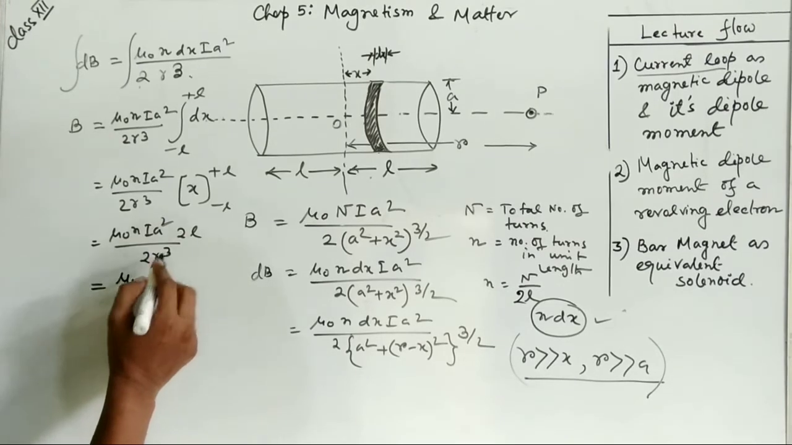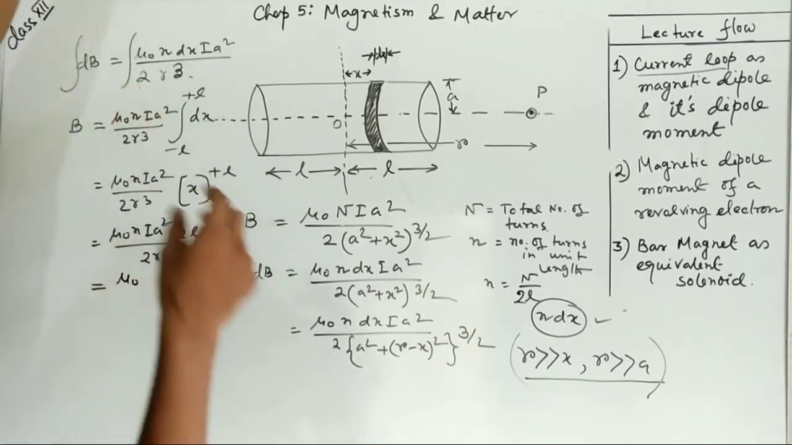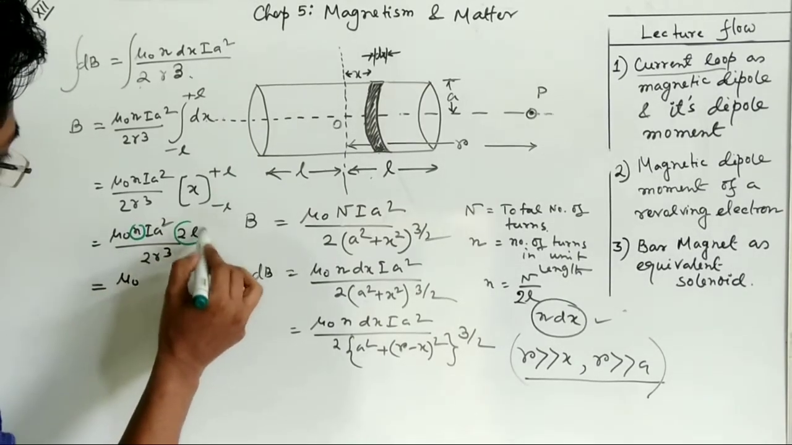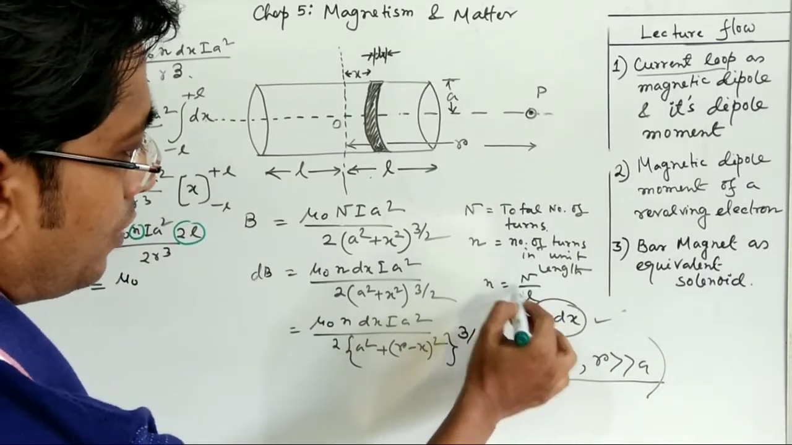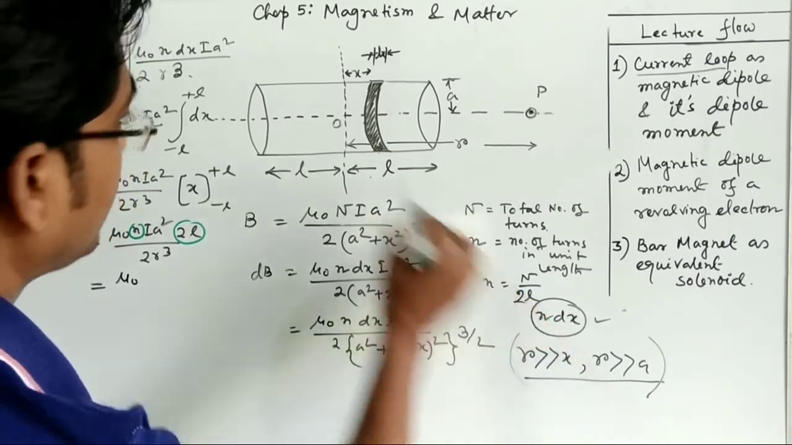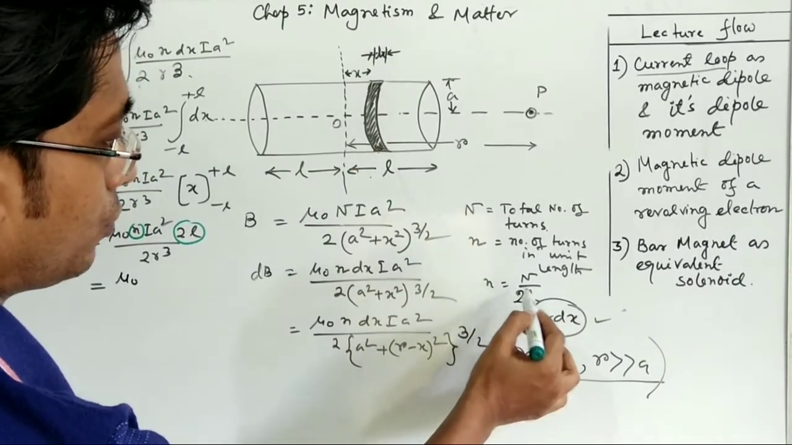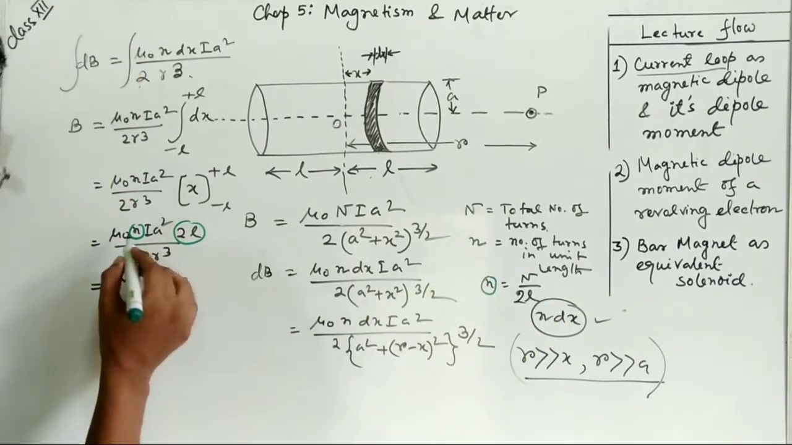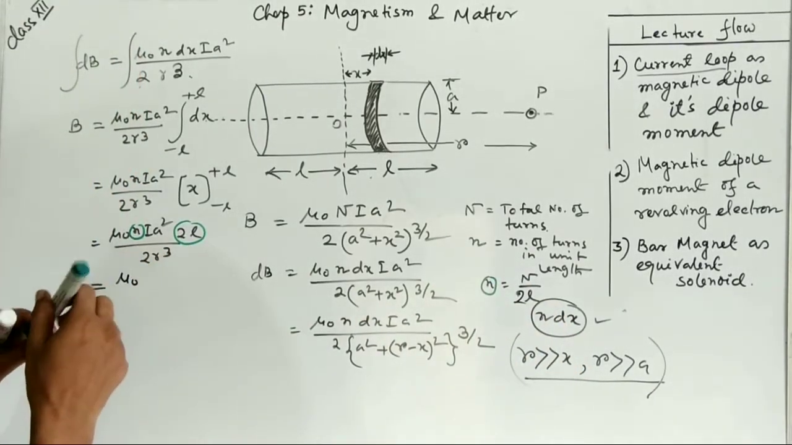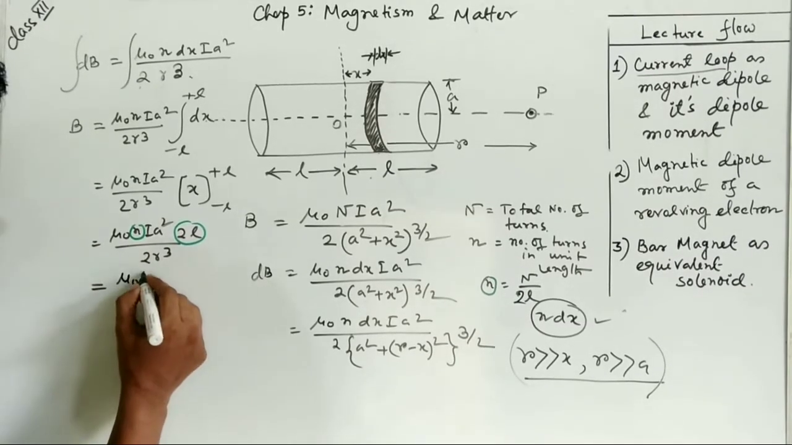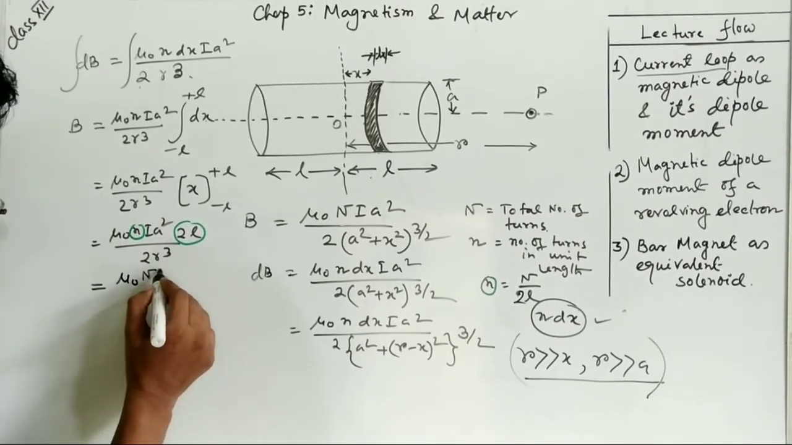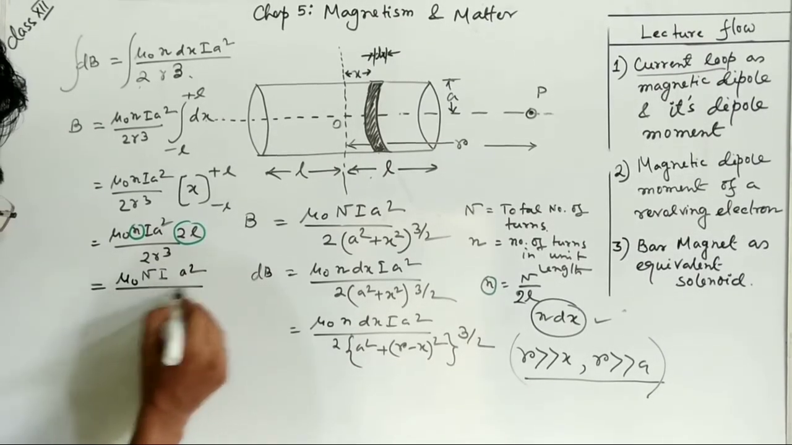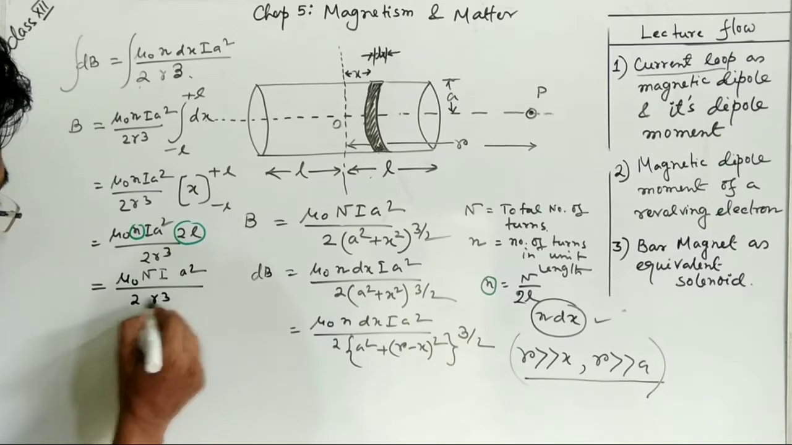Now we can write here n and 2L: total number of turns by total length 2L is n. So n into 2L is equal to capital N. So instead of small n and 2L, we can write here capital N. So it is mu 0 N I a square by 2 r cube.